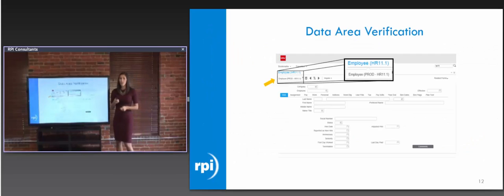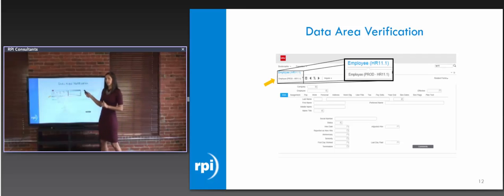Now we're going to get into some of the actual differences within the system. The first one we're going to go over is the data area verification. So previously in version 9, I believe the data area verification, or whether it said you were in dev, test, prod, would appear on the top. It would say like, welcome Jackie, prod, something to that effect.